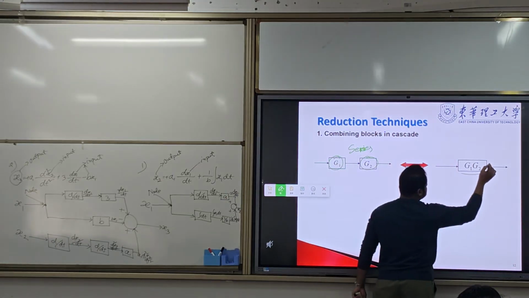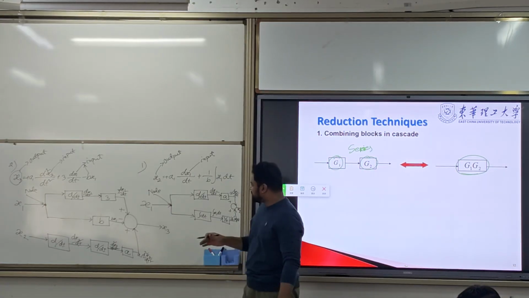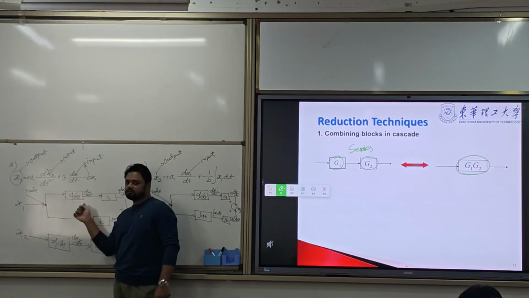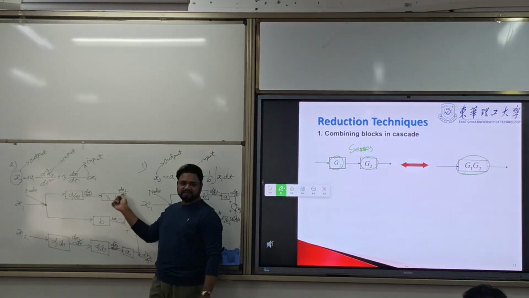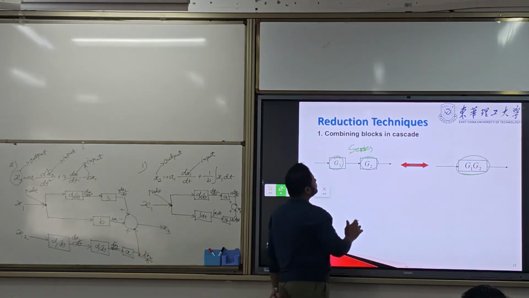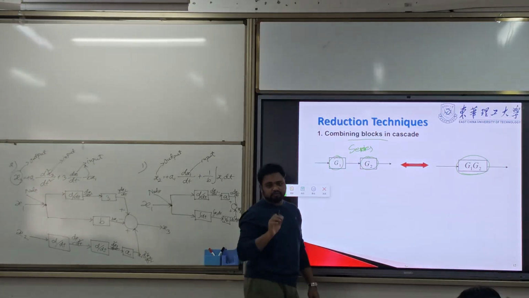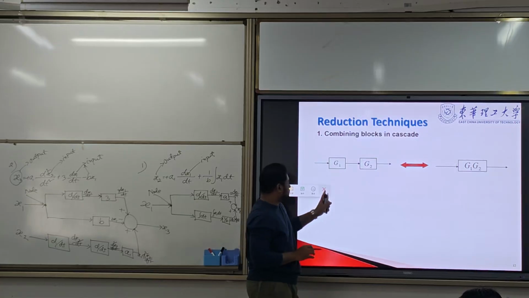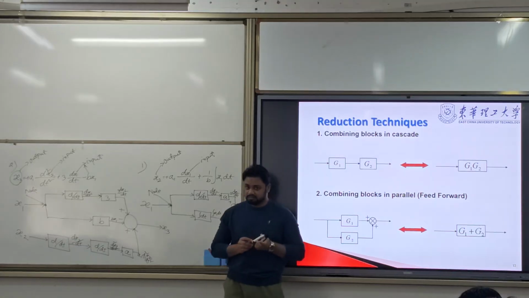We will multiply. If the blocks are in series, just look at this. These two are in series, cascade. What do we do? We multiply. So combining the blocks: if there are 2 blocks in series, then we multiply, here G1 times G2.